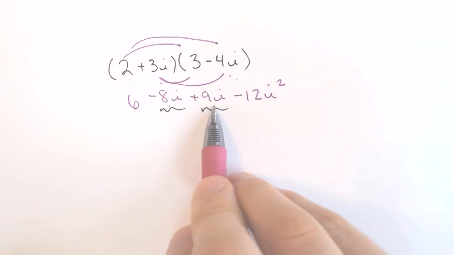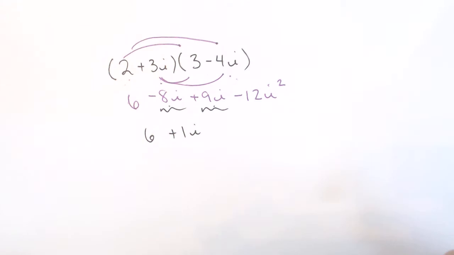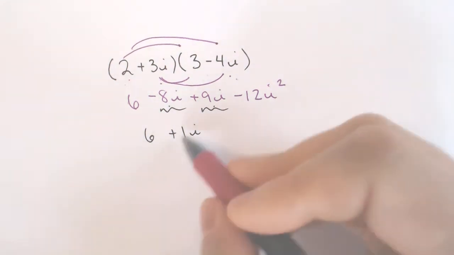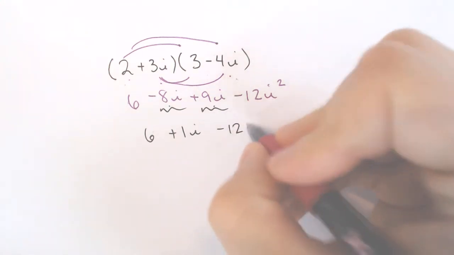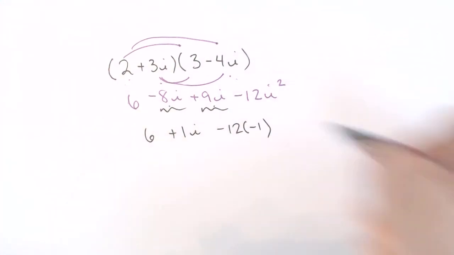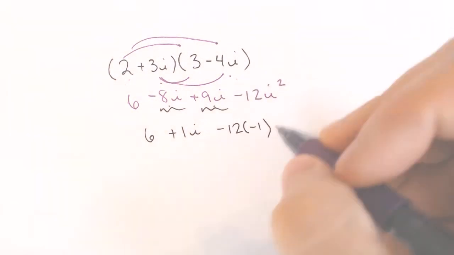Negative 8i and positive 9i makes a positive 1i. The 1 is not necessary. You can just write i. Then you also have negative 12 times i squared, and if you replace that with a negative 1, it's going to change the sign of this negative 12 to a positive 12.